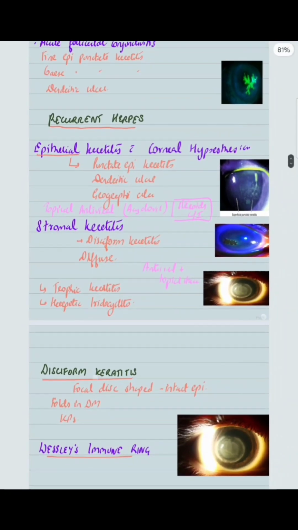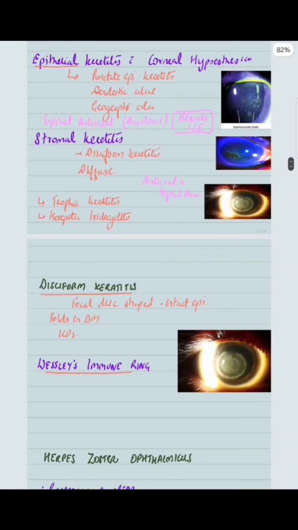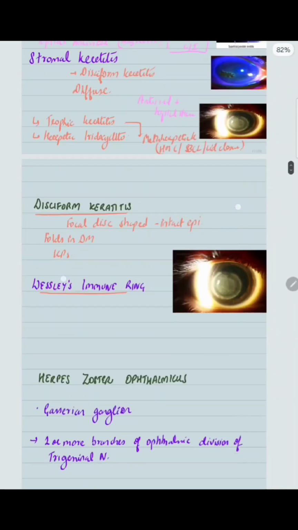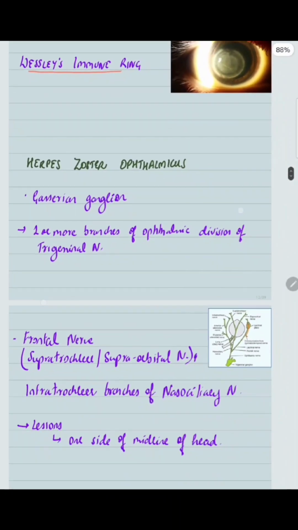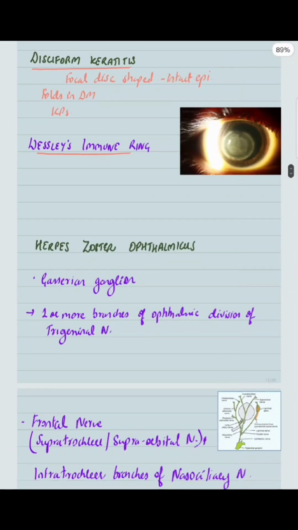Then metaherpetic keratitis, which is a trophic ulcer, also known as metaherpetic trophic ulcer. We can give artificial tears like methylcellulose or hypromellose, a soft bandage contact lens, and lid closure can be done. This is trophic keratitis. Pseudodendrites are usually seen in herpes zoster ophthalmicus. Pseudodendrites can also be seen in acanthamoeba and fungal corneal ulcer.